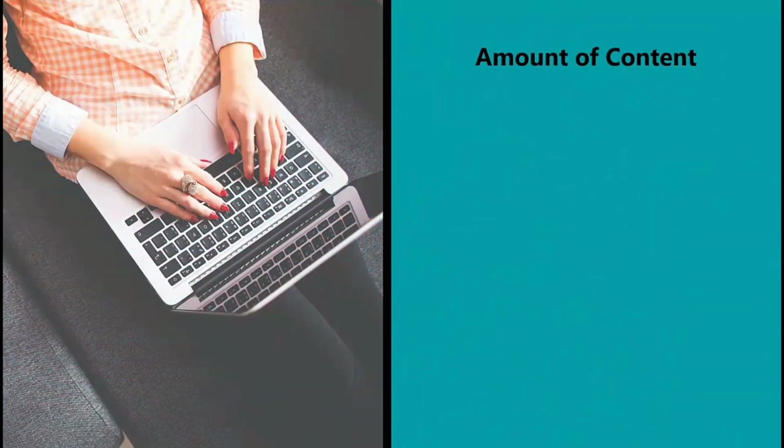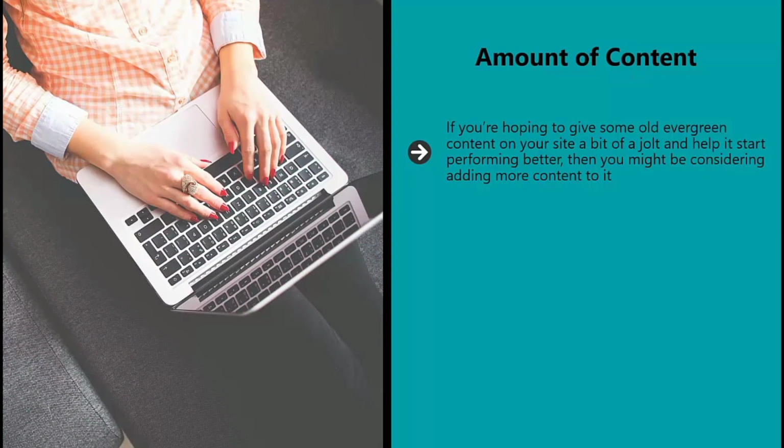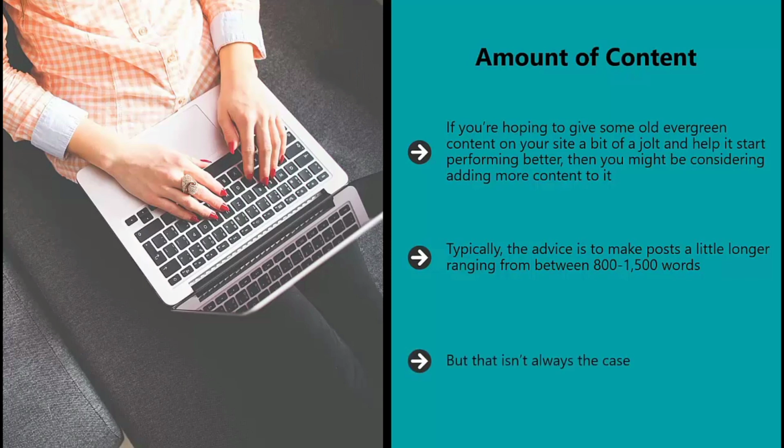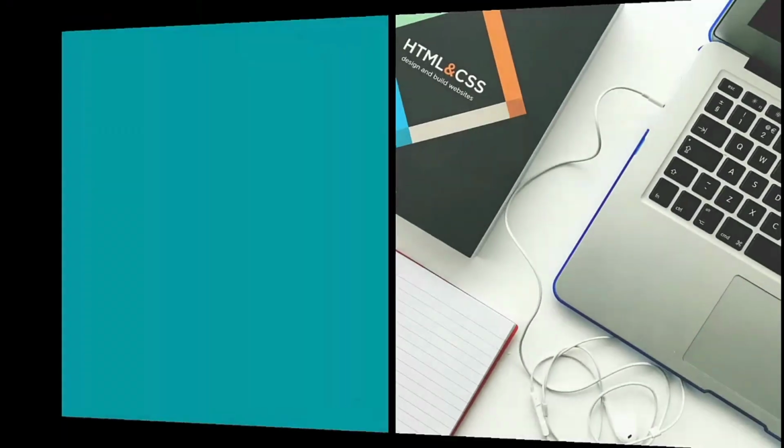Amount of content. If you're hoping to give some old evergreen content on your site a bit of a jolt and help it start performing better, then you might be considering adding more content to it. Typically, the advice is to make posts a little longer, ranging from between 800 to 1,500 words. But that isn't always the case. So again, before you spend a huge amount of time bulking up those old posts, try doing it with just a few and see if it actually helps.